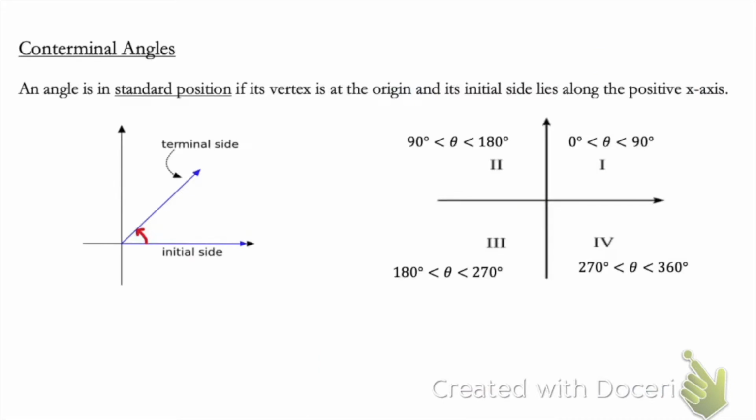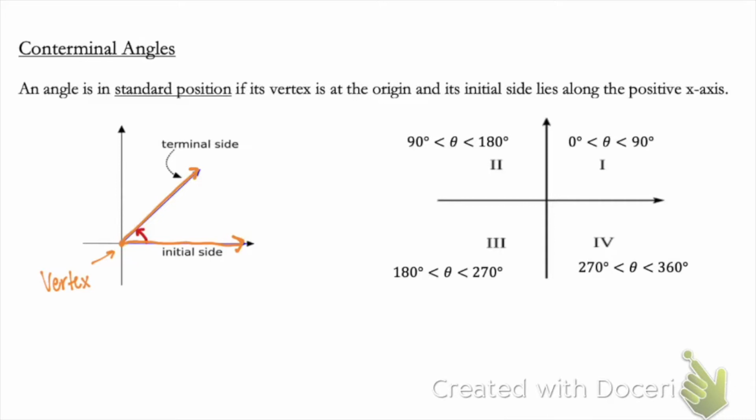Okay, in this concept, we're going to learn about coterminal angles. This is probably something you've seen in Algebra 2. First of all, we're going to talk about standard position. An angle is in standard position if the vertex is at the origin and its initial side lies along the positive x-axis. So in our example here on the left, our initial side is along the x-axis, and the side that opens up is called the terminal side.